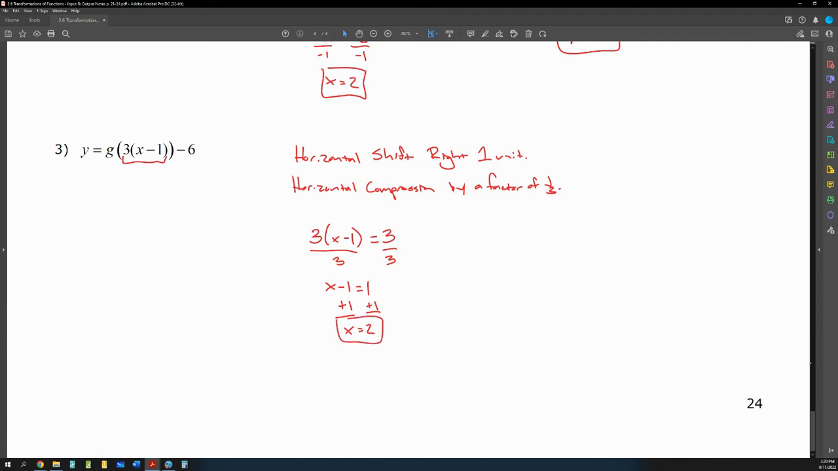Finally, our function outputs, we only have one transformation to the output, and that's this minus 6 at the end. This is a vertical shift down 6 units. All right, so to evaluate, we have y is equal to our function output, 5, and then minus 6. So we have y is equal to negative 1.